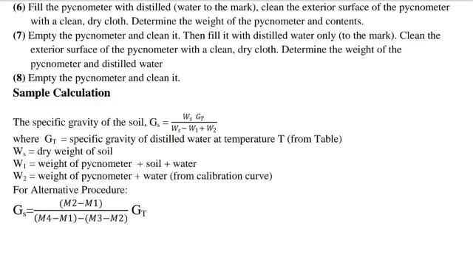7. Empty the pycnometer and clean it. Then fill it with distilled water only to the mark. Clean the exterior surface of the pycnometer with a clean dry cloth. Determine the weight of the pycnometer and distilled water. 8. Empty the pycnometer and clean it. Sample calculation.